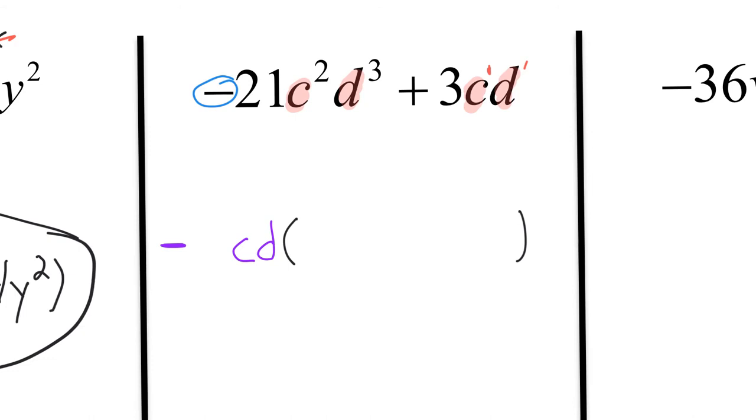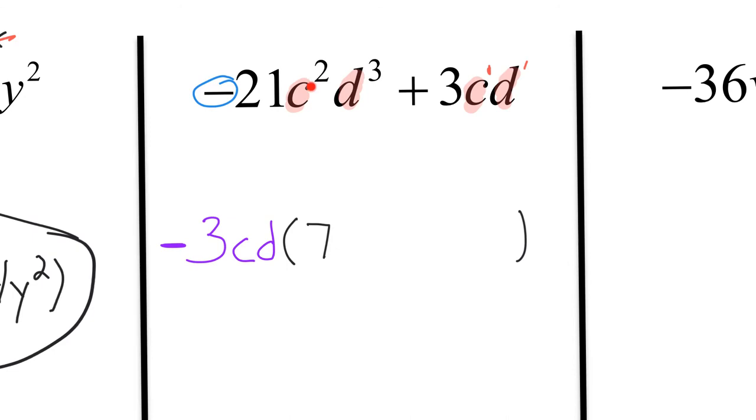Now, for the numbers, 21 and 3. The greatest common factor is 3. 3 goes into 21, 3 goes into 3. So now, you guys are going to start dividing. But here's the thing, guys. Remember that we do have a negative here, and we have a negative outside. Be careful when you guys divide negative numbers. Negative 21 divided by negative 3, that's positive 7.